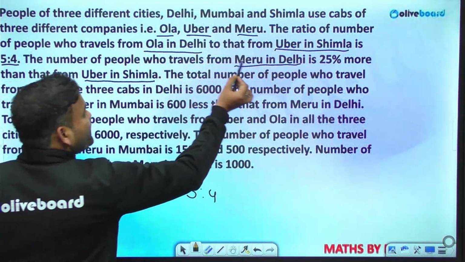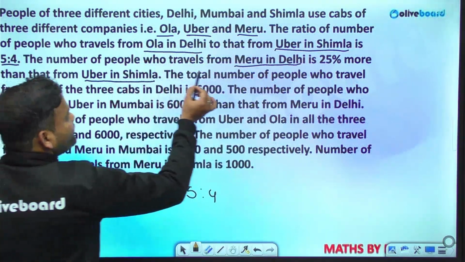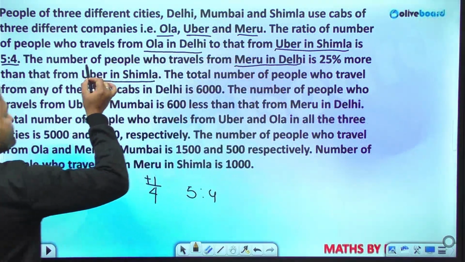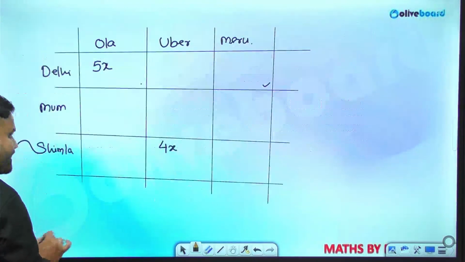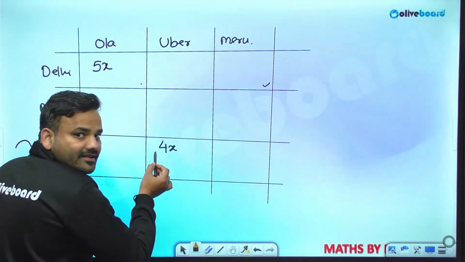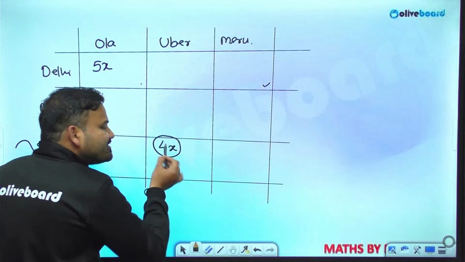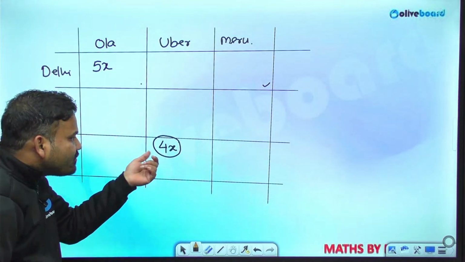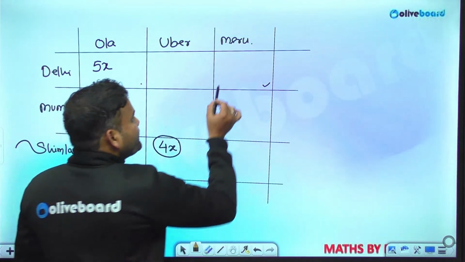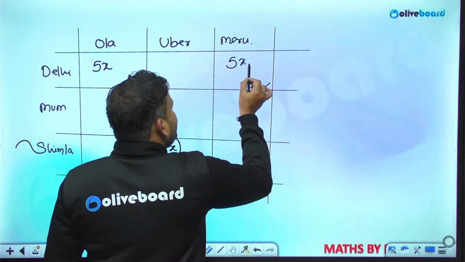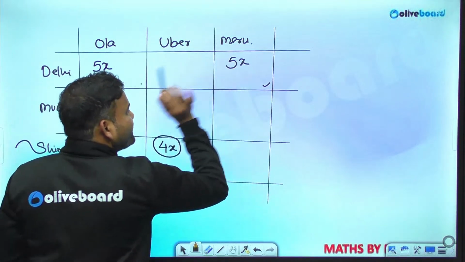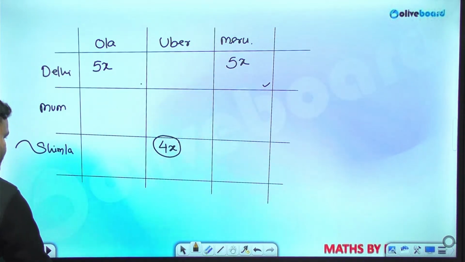So Uber in Shimla, sorry, Meru in Delhi is 25% more than Uber in Shimla. Uber in Shimla is 4x, इसके कंपेयर में 25% ज्यादा. 25% कितना होगा? 1/4, that is x ज्यादा, मतलब ये 5x हो जाएगा. सो मेरे पास ये पता चल गया कि this is 5x and this is 5x and this is 4x. ठीक है, सेम टर्म में आ गया.